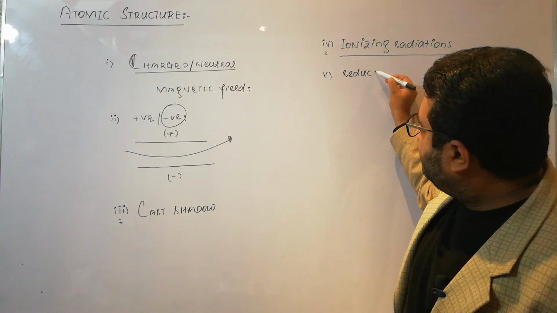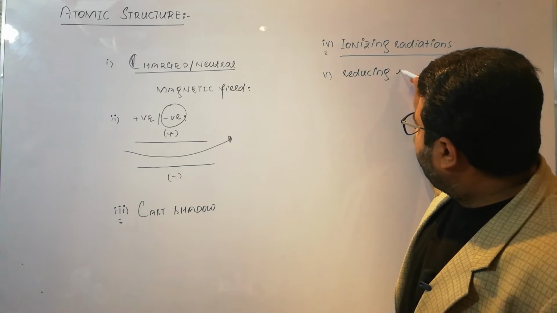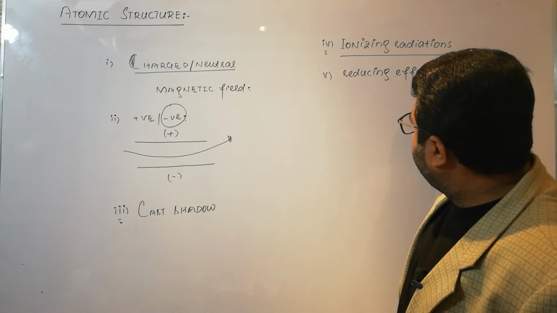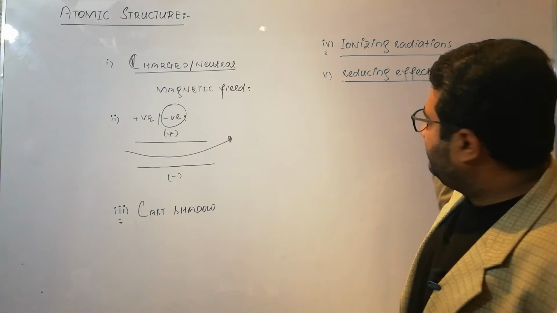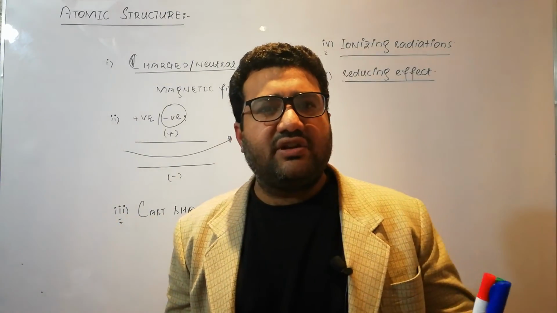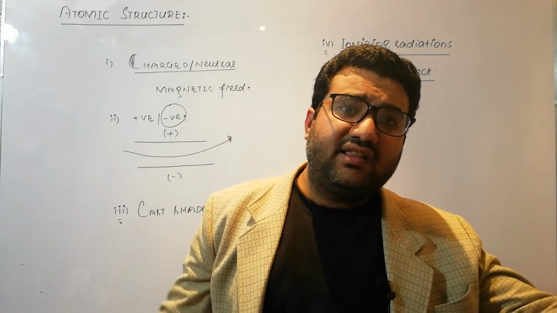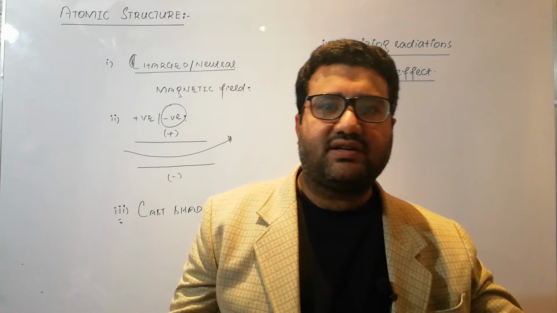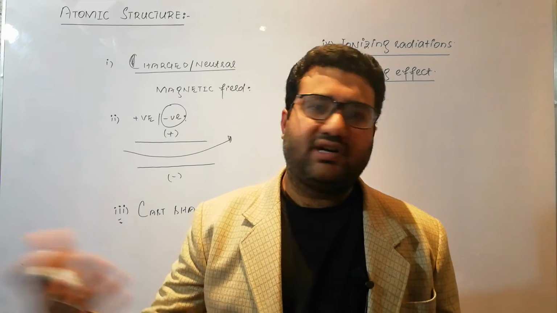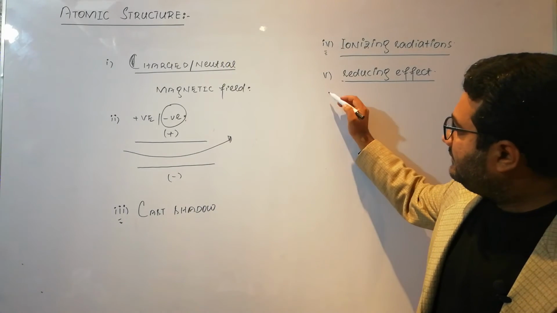Cathode rays have reducing effect. Cathode rays consist of electrons. When they hit any object, they deliver some of electrons to that object. So that object is reduced and they have reducing effect.